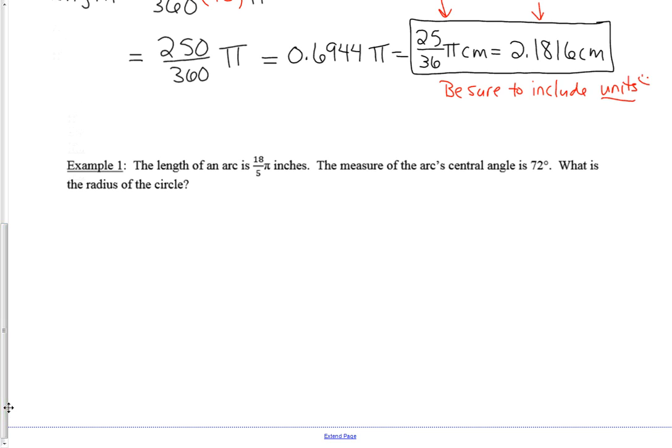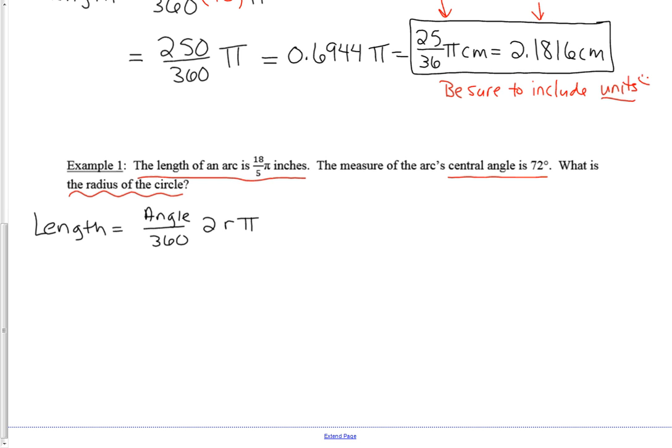Example 1. Now in this example it's a little bit different because the length has been given to us. We already have the length. We've been given the central angle is 72 degrees, and what we're trying to find is the radius of the circle. So I'm going to start by writing down the formula that I'm going to use, and the arc length is going to be that central angle divided by 360 times 2 times the radius times pi.